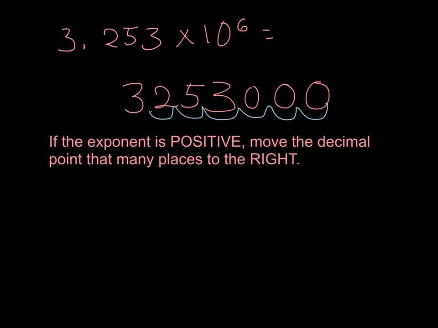Okay, so I wrote that rule down: if the exponent is positive, move the decimal point that many places to the right. Now let's look at one where we're going to go once again from scientific notation into standard form, but we're going to have a negative exponent.